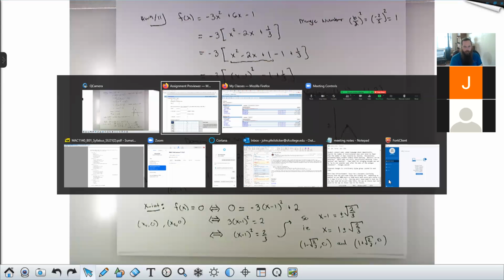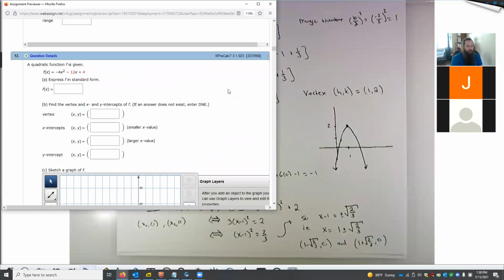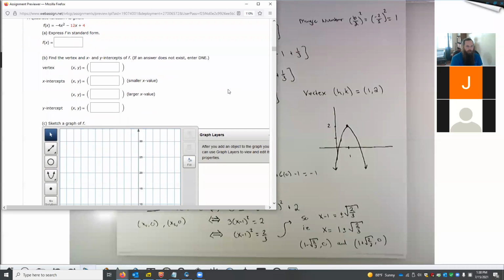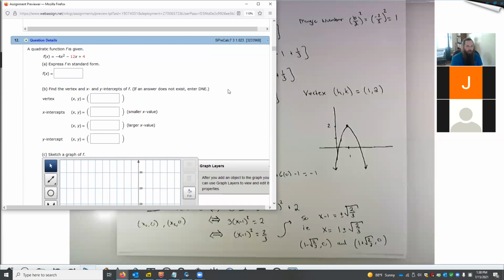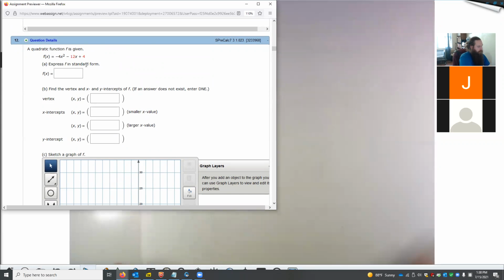Number 12, I'll take a look at if it's substantially different, but if it is more or less the same thing, I'll tell you what, I'll go ahead and get the first part here, and I'll leave you guys to work the rest of it out from the standard form, because the completing the square practice is good. So same sort of thing.